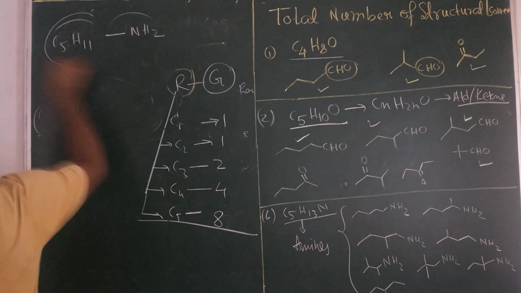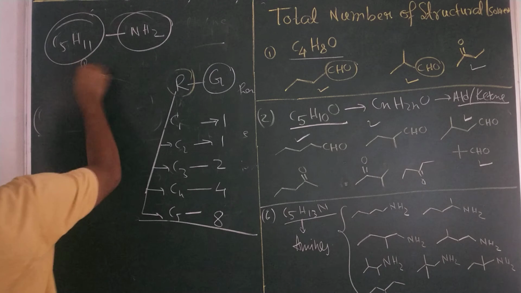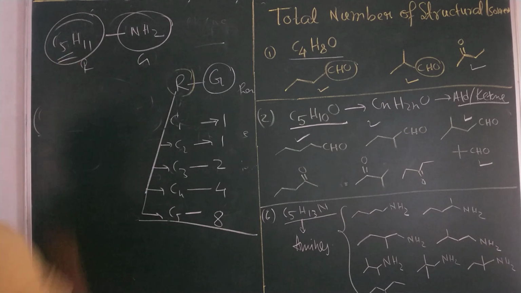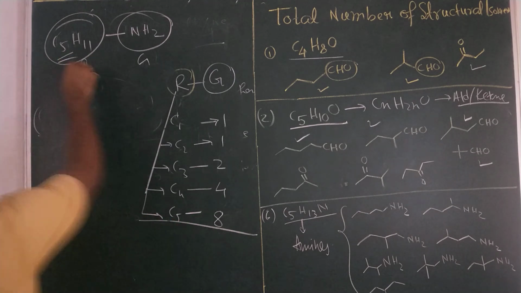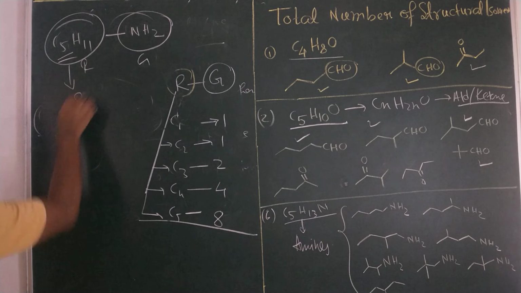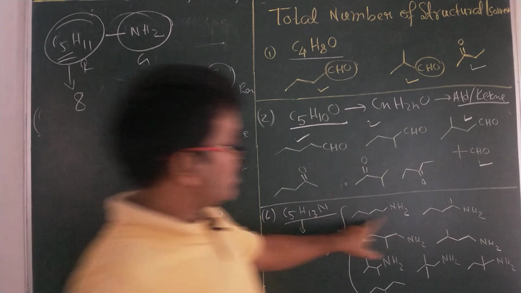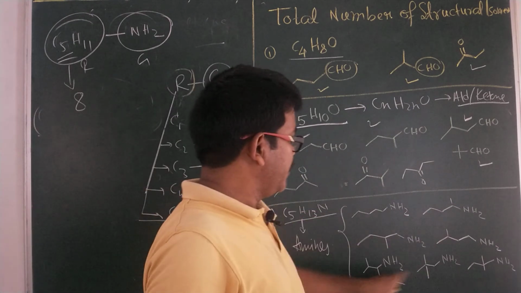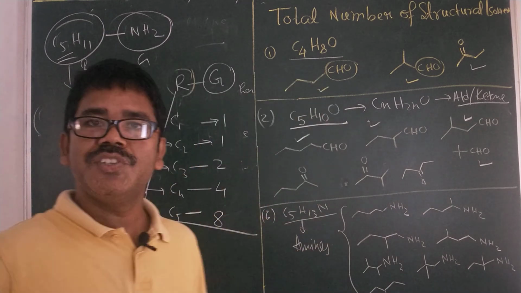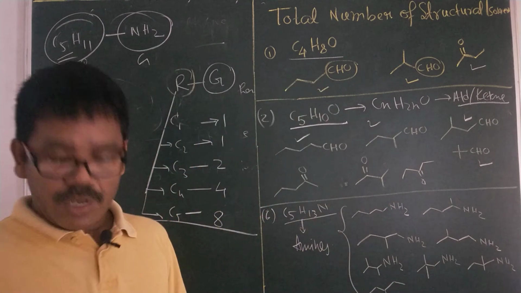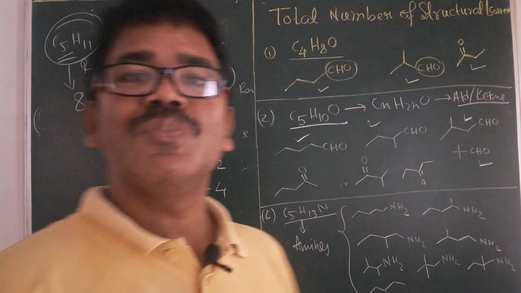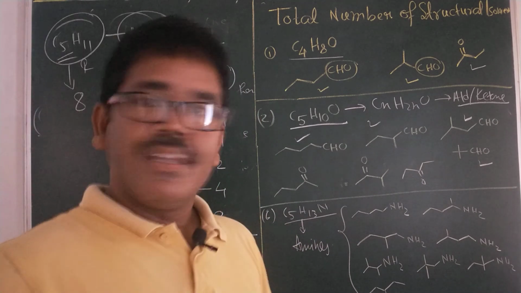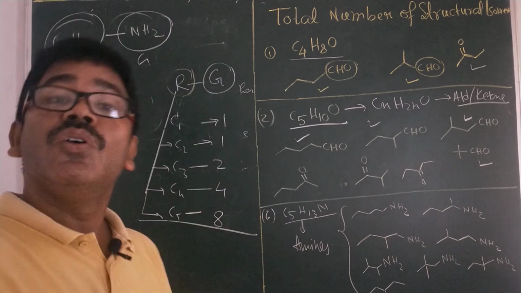This is the R part. This is the G part. In the R part, how many carbons are there? 5 carbons. Therefore, we will have 8 isomers. Those 8 isomers I have drawn here: 1, 2, 3, 4, 5, 6, 7, 8 isomers. My genius, how many isomers have I drawn? 8 isomers. If you know this trick, it requires only a second.